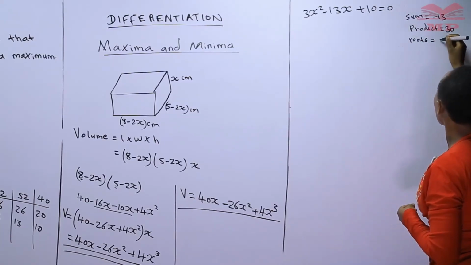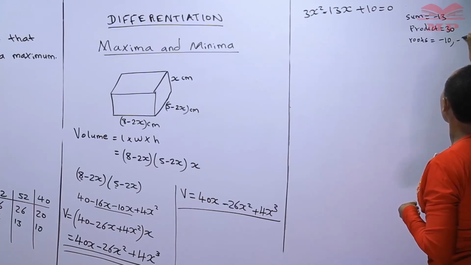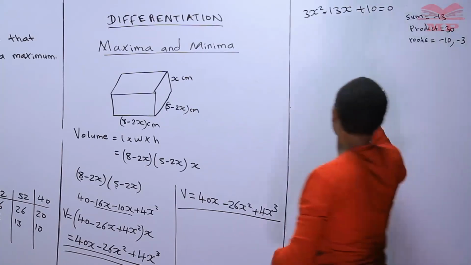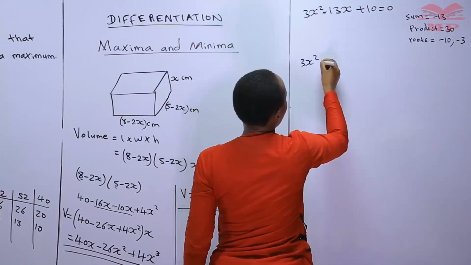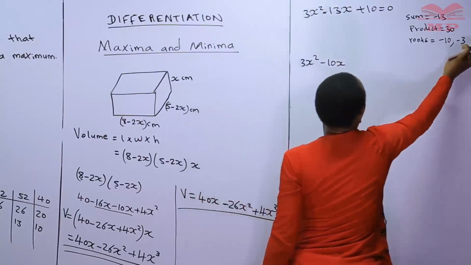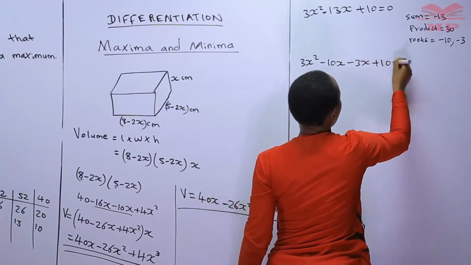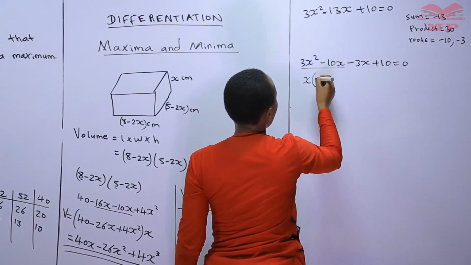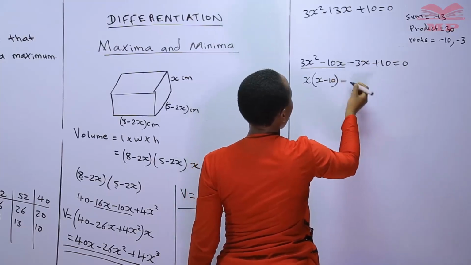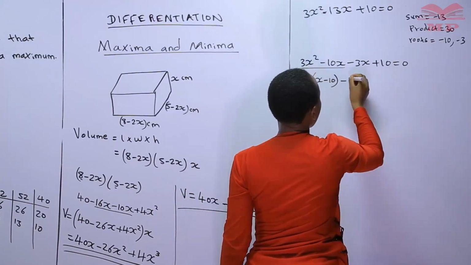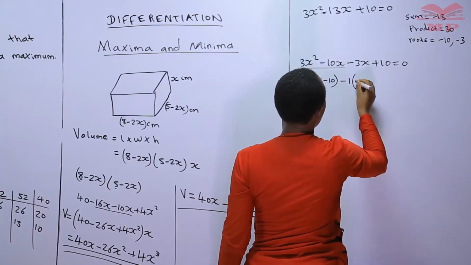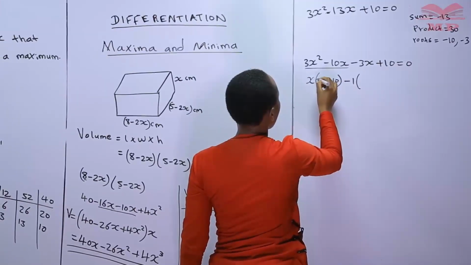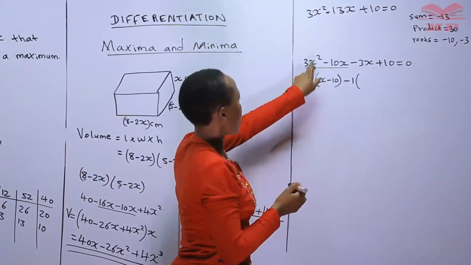So we have the roots, we can take negative 10 and negative 3. When we add, we get negative 13. When we multiply, we get 30. So therefore, we have 3x squared, then minus 10x minus 3x plus 10 is equal to 0. So we factor out the common factor here, which is x. So we'll have x, and then minus our common factor here is negative 1. We have 3x, because 3x times x is 3x squared.